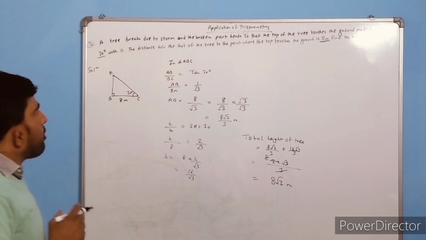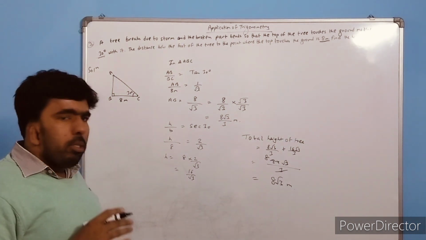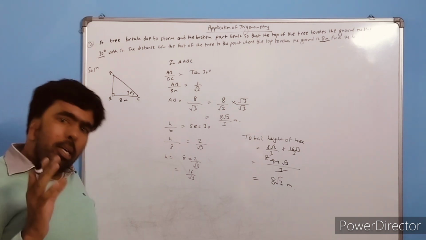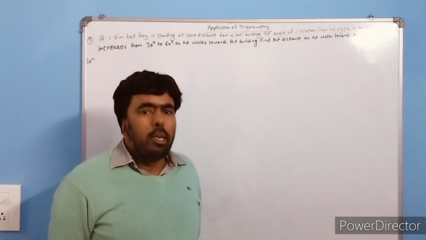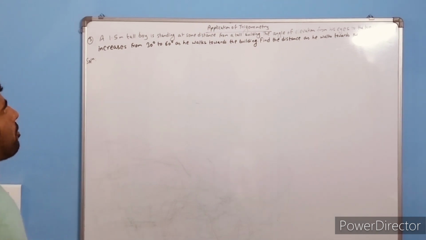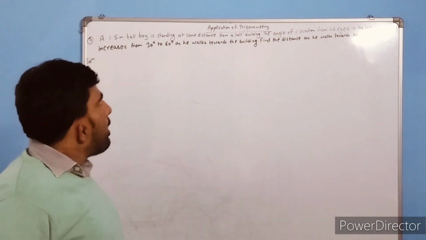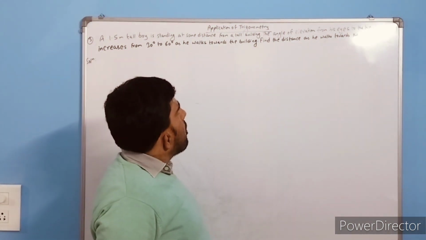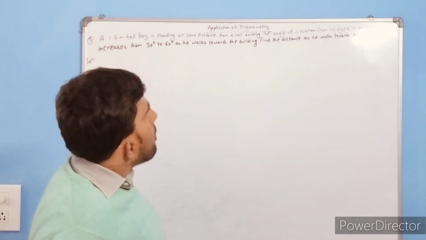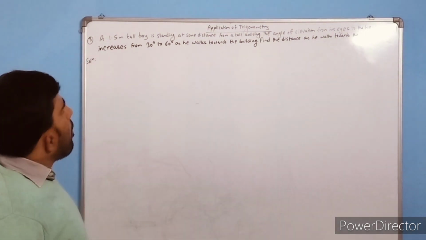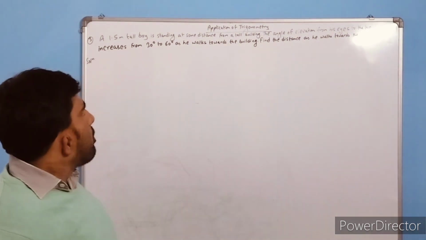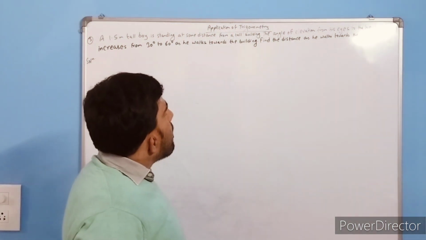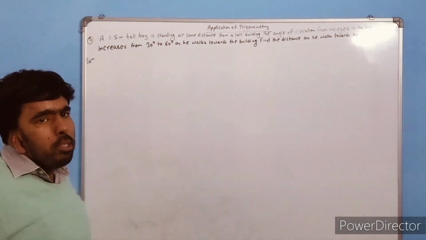So the total height of the tree is 8 root 3. Okay, so this is the second numerical. Now let us move to the third numerical. A 1.5 meter tall boy is standing at some distance from a tall building. The angle of elevation from his eyes to the top of the building increases from 30 degree to 60 degree as he walks towards the building. Find the distance he walks towards the building.